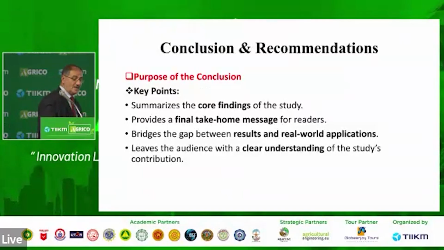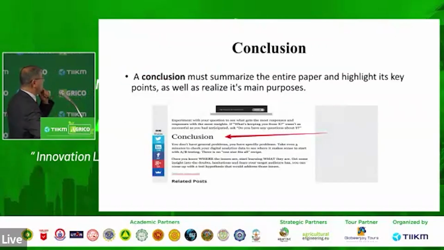Okay, so the other part of the paper is the conclusion and recommendation. When you go to the conclusion, you summarize the core finding of the study. Many papers I'm reviewing, I see that people repeat part of the abstract in the conclusion. You don't repeat the abstract in the conclusion. It should summarize the core finding, provide a final take-home message for the readers, bridge the gap between results and real-world application, and leave the audience with a clear understanding of the study's contribution. So a conclusion must summarize the entire paper and highlight its key points as well as realize its main purpose.